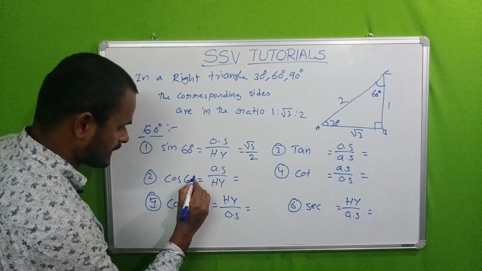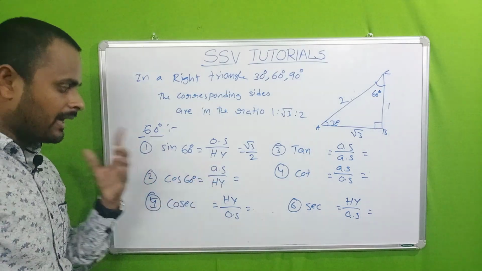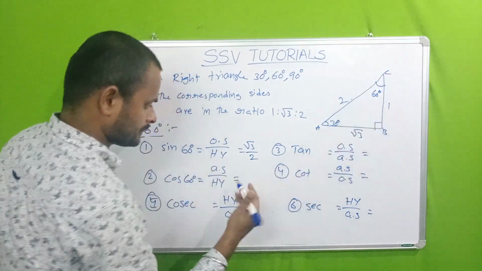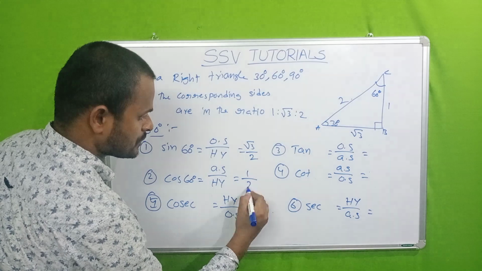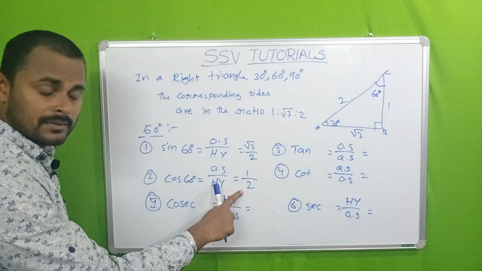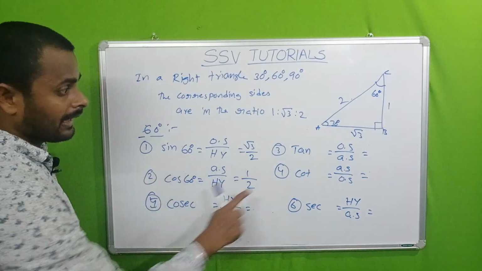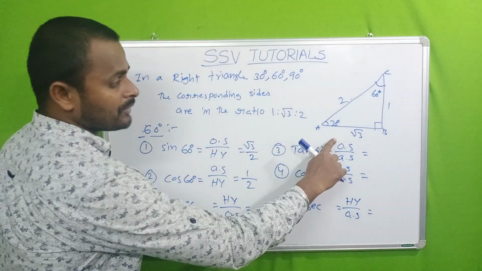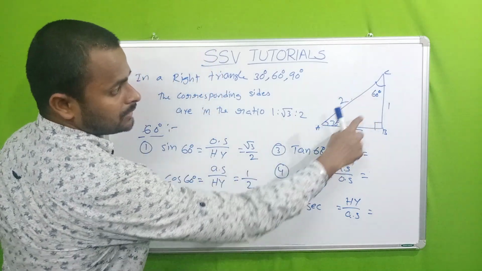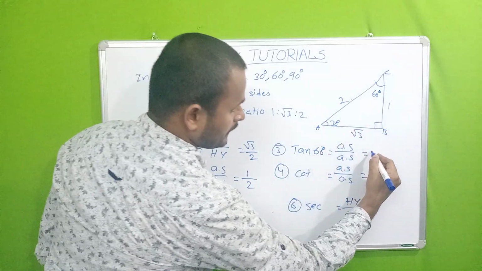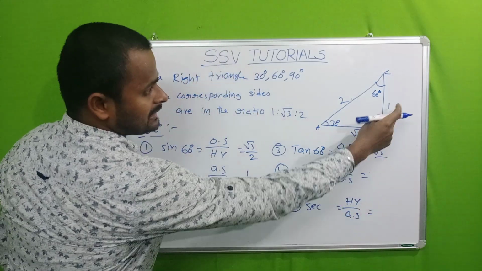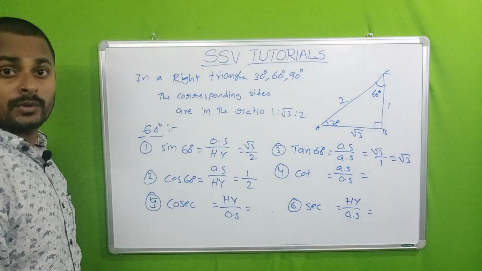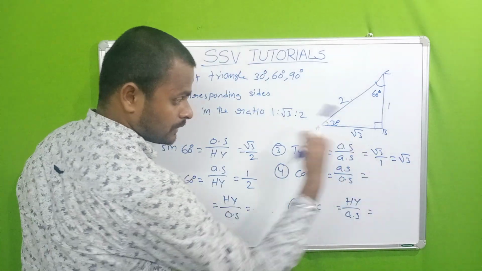And cos 60, adjacent side by hypotenuse. The adjacent side to 60 is 1 by hypotenuse 2. So cos 60 degrees is equal to 1 by 2. And tan 60 degrees. What is the opposite side to 60? Root 3. What is the adjacent side? 1. So root 3 by 1 is equal to root 3. So tan 60 is equal to root 3.